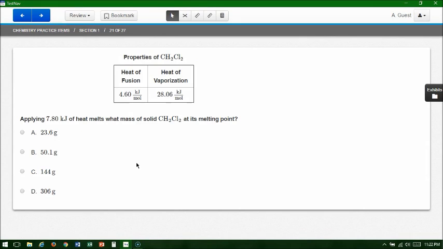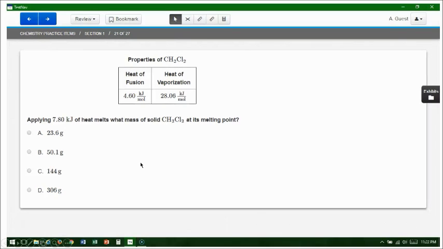Number 21, we are given data for heat of fusion and heat of vaporization. Applying 7.80 kilojoules of heat melts what mass of solid CH2Cl2 at its melting point? So we're going to have to convert 7.80 kilojoules into moles using the heat of fusion, which is melting. Then we have to convert from moles into grams using the periodic table for the molar mass of CH2Cl2.